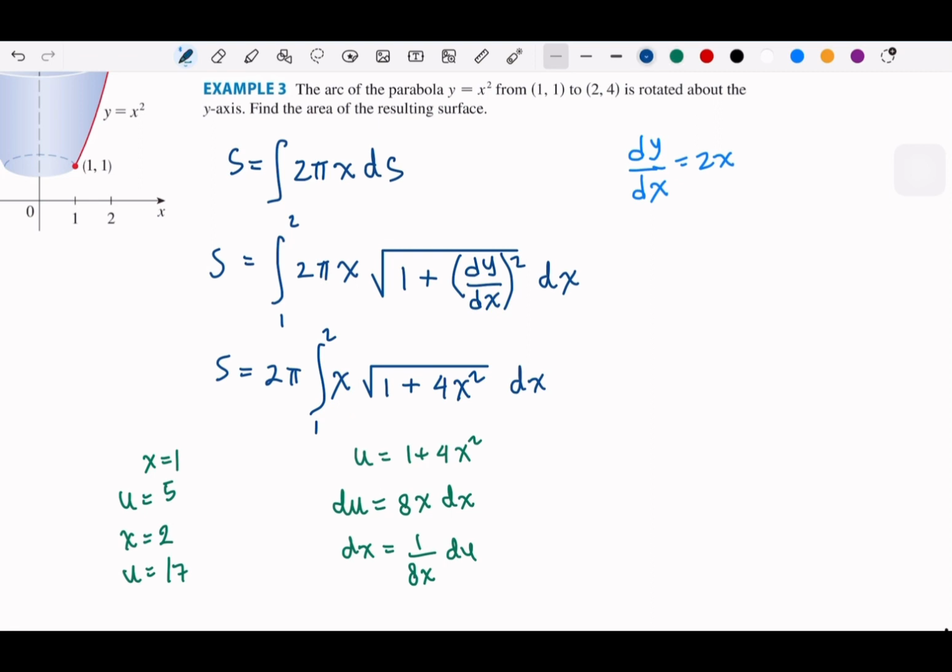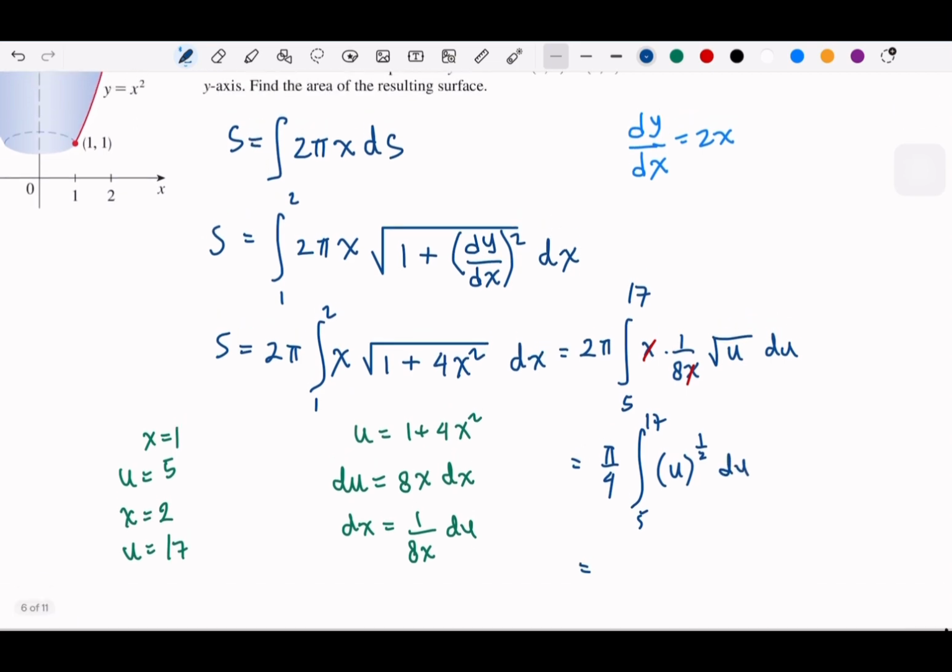So this can be written as 2 pi, this will be 5 to 17. And then let me just write x, and then this will be 1 over 8x, and then this will be square root of u. This is the u, just to see that this will be canceling, okay? And then we can take this pi over 4, and then this will be u with power of half du.